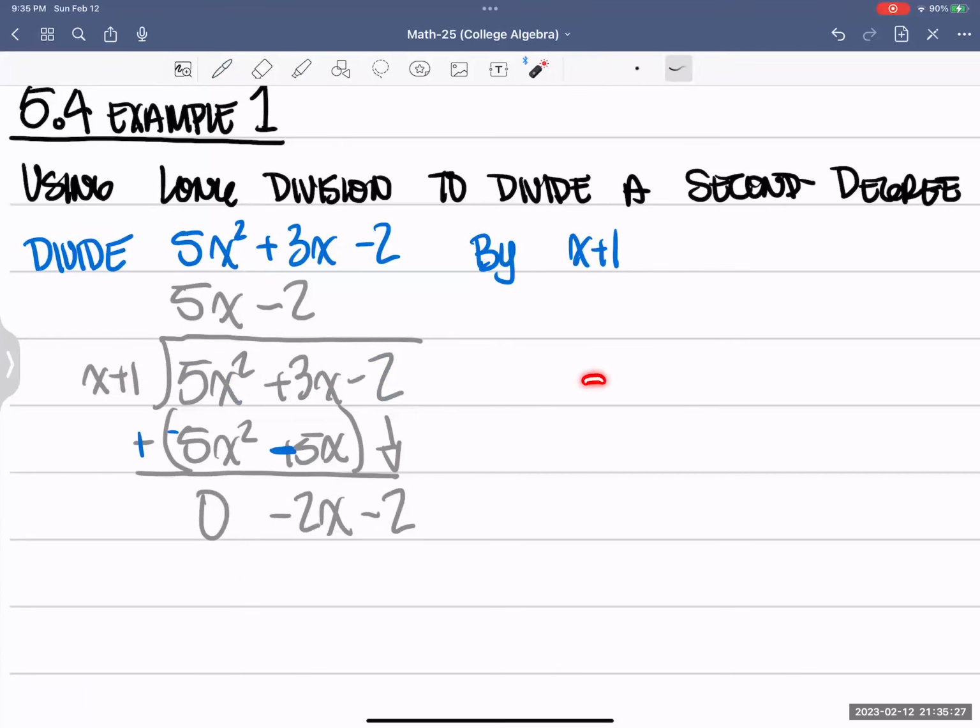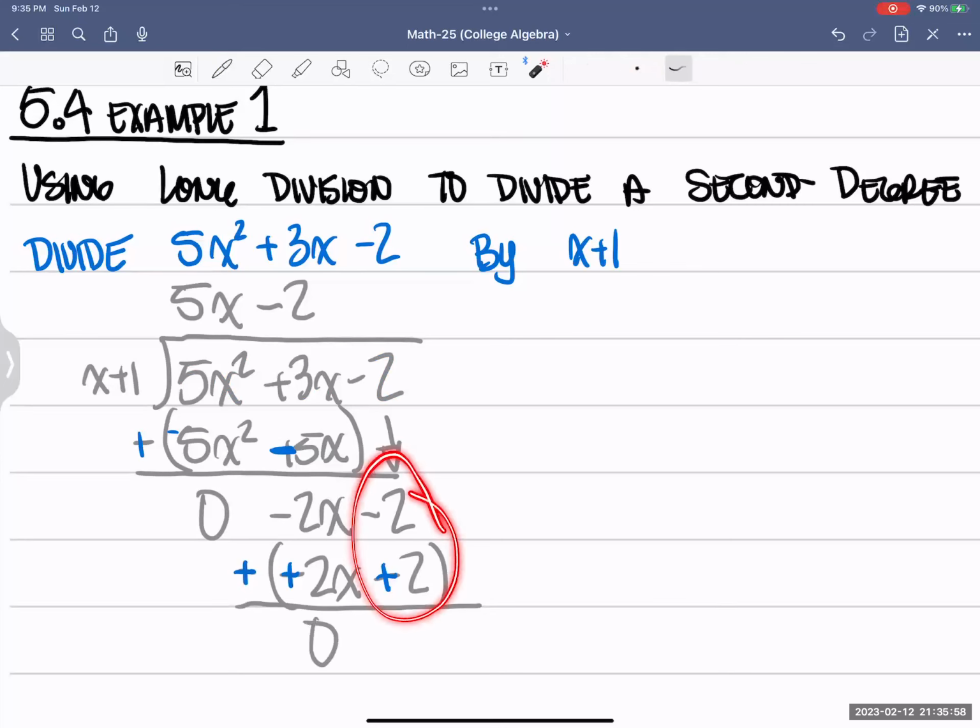Then coming over here, negative 2 times our x plus 1 gives negative 2x minus 2. Put that in parentheses and we're subtracting that. And we make this positive, this positive, this positive, and we're adding all of that together. So adding these two, that goes to 0. And adding these two, that also goes to 0.